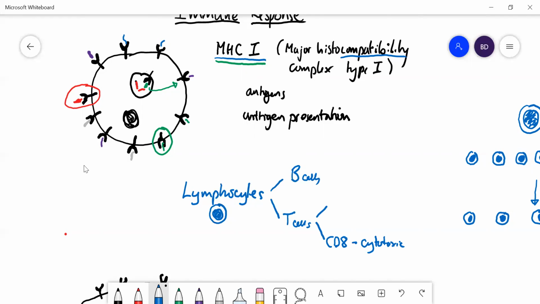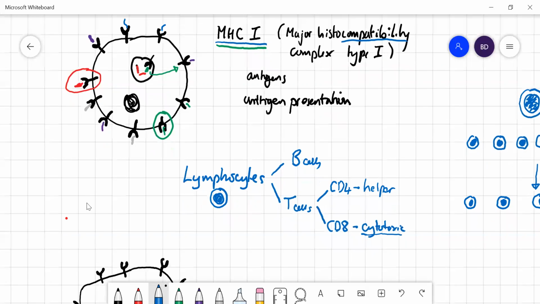And there's another kind, and they don't have CD8, they have a similar molecule called CD4 on their surface. And they're called T helper cells. And we'll talk about those in a later video. We're going to talk about cytotoxic T cells today. Okay, so let's see what happens if you get infected by a virus then.